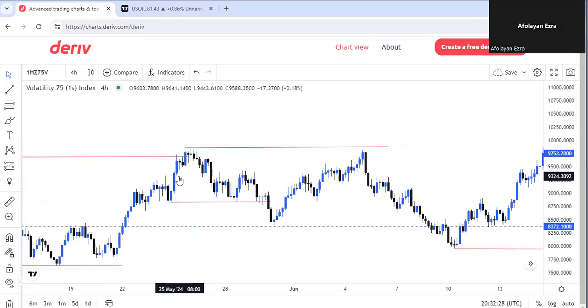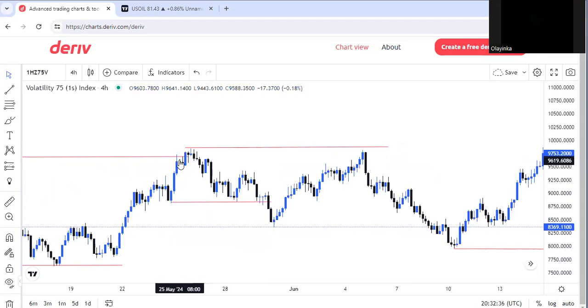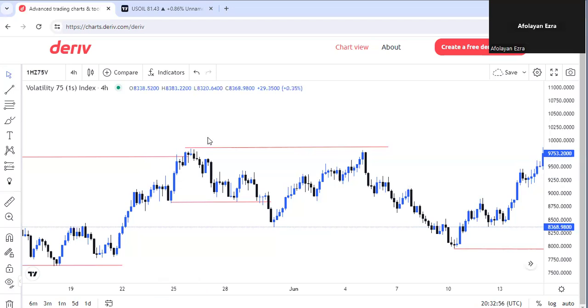Hello? I'm with you, sir. This candle that came down, all right? So this retracement that came down, the high must be taken before we can consider it as inducement. The low of that candle must be taken before you consider it as inducement. Do you understand it now? Both sides have to be taken.